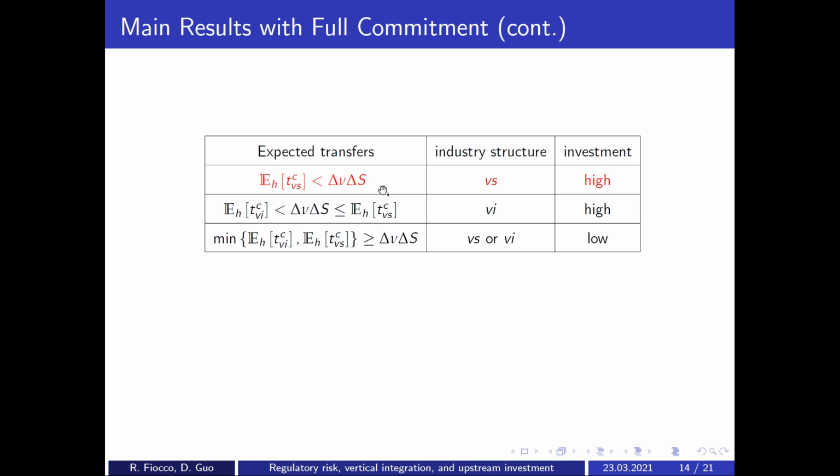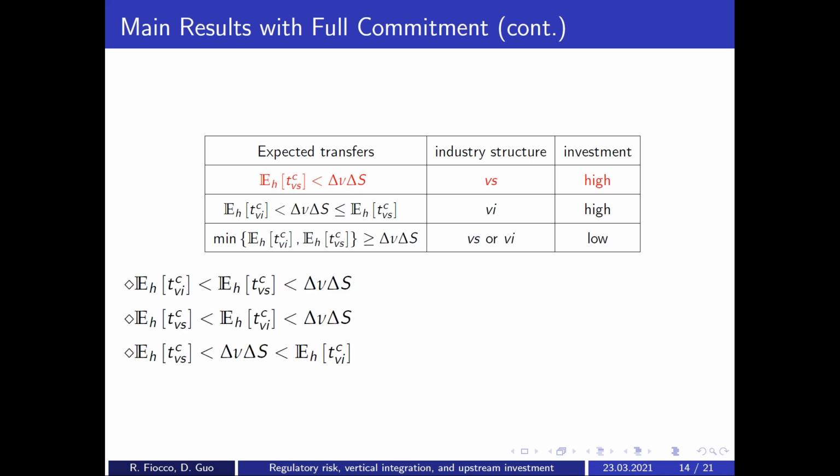So the first case simply shows that the vertical separation prevails and high investment effort is provided if the expected transfer under vertical separation is lower than the expected social welfare gain from high effort. This occurs when the cost of effort is relatively low with respect to social welfare gain. Okay, please notice that the outcome in this case holds independently of the value of expected transfer under vertical integration. Okay, to understand the rationale of this result, we consider 3 subcases.